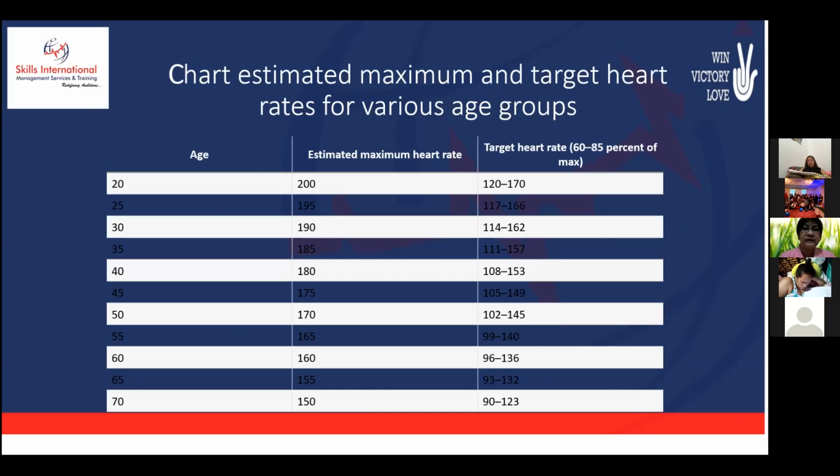So ito yung table na makikita nyo ngayon. Ito yung chart, estimated may maximum siya and may target heart rate siya. So by the age, meron tayo dito sa left side, nandito yung mga age from 20 to 70. Tapos dito, yung estimated maximum heart rate. But on the end, meron tayong target heart rate. Ito lang yung kailangan natin.